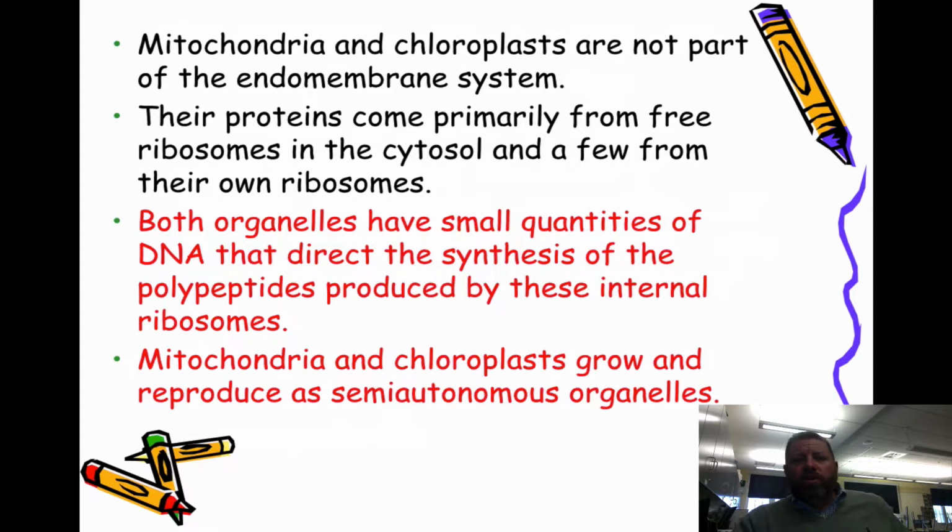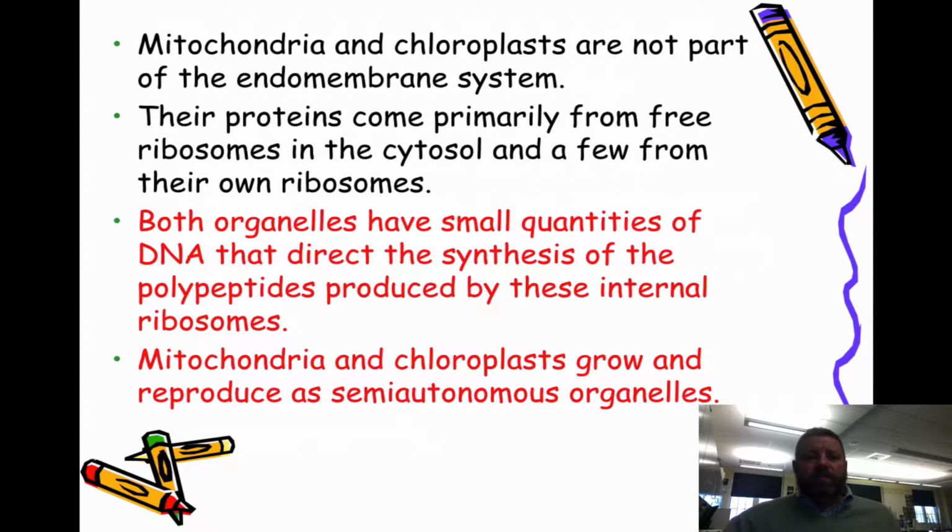Neither one of them is part of the endomembrane system, so they're not part of that system of vacuoles and vesicles and Golgi and ER and smooth ER and the nucleus. They're literally their own living things. They are these tiny little things living inside of your cells. They've been there for hundreds of millions of years. We evolved with them, actually probably before multicellular organisms. They have their own ribosomes. They have their own DNA. They have their own cytosol or cytoplasm inside.